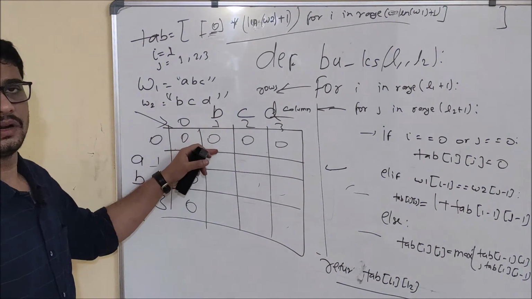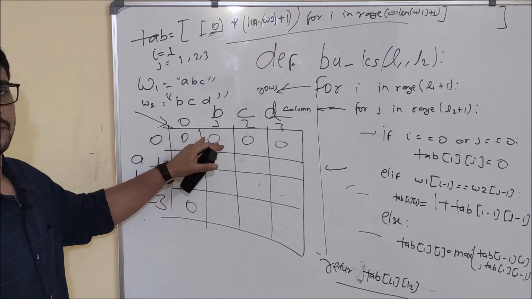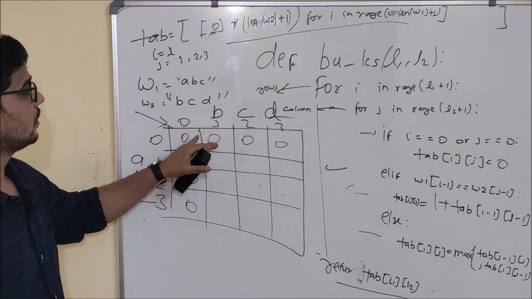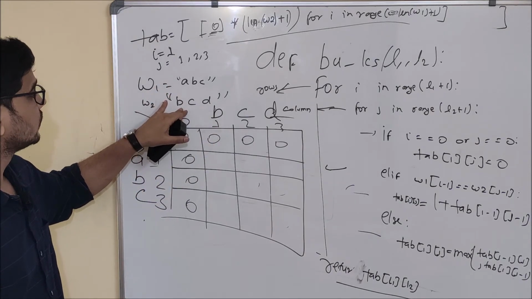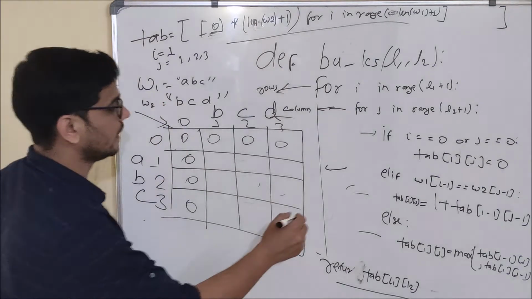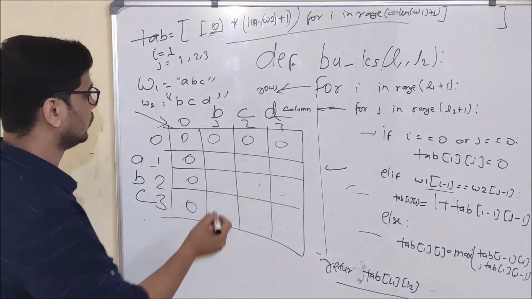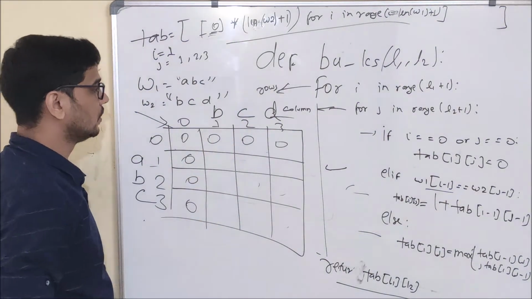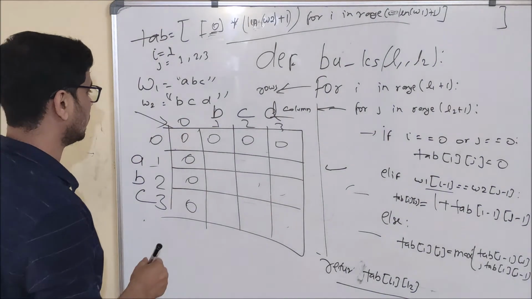When i is equal to 1, what is going to happen? It will see the first character of word 2 at the 0th index, as you can see here, i minus 1. So this is what it is going to do. I have written the corresponding characters here. Now let's fill the table.